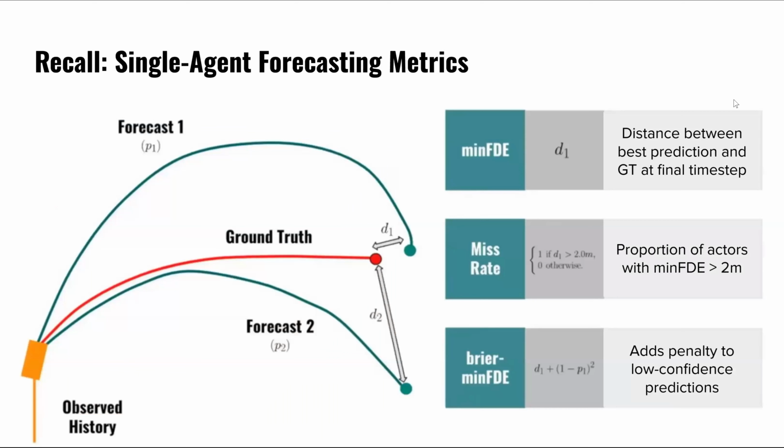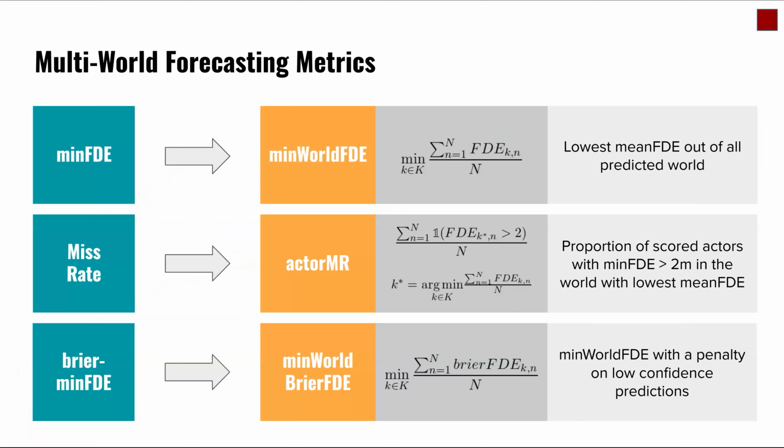So before we can talk about how to evaluate this multi-world, multi-agent forecasting problem, let's quickly refresh ourselves on single-agent forecasting metrics. So importantly, there are 3 metrics here. First is min FDE, which measures the distance between the best prediction and the ground truth at the final time step. Next, we have miss rate, which is the proportion of actors with a min FDE greater than 2 meters. And we have Brier min FDE, which is simply min FDE with an added penalty for low confidence predictions. And we can take each of these single agent forecasting metrics and turn them into multi-world forecasting metrics.